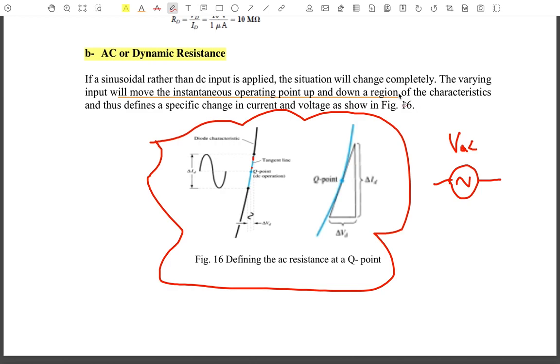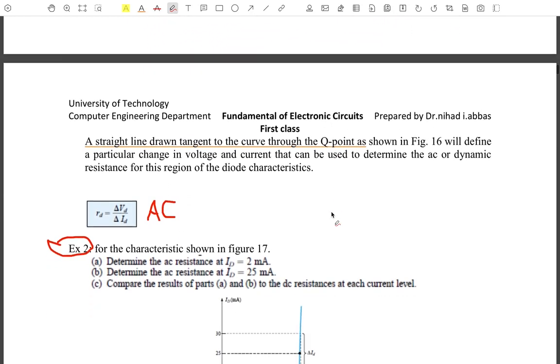And this one will not be a fixed point, one point. So we have up and down because it is changing with time. Alternating current changes with time. That means we get a curve, not a straight line. This curve will take a junction or joining point to get a rectangular, and we will calculate the change from here up to here. Okay, let's see the example.